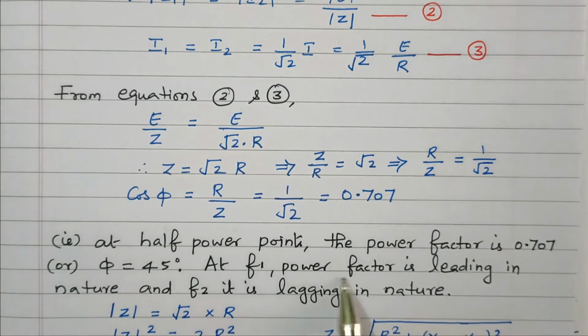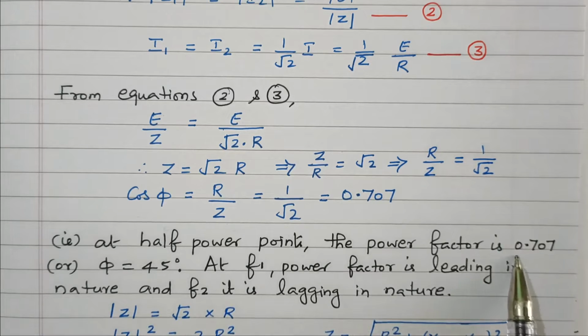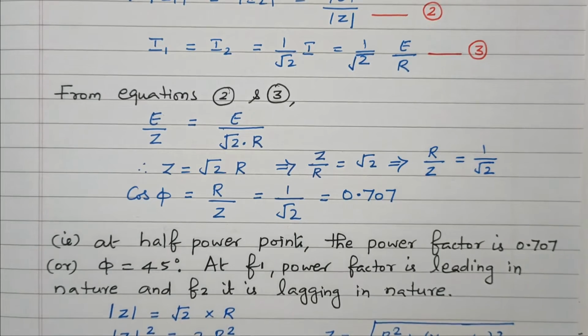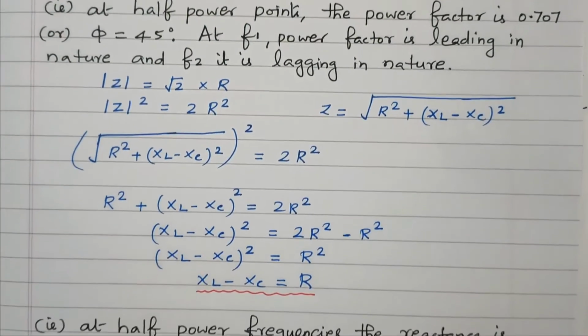At F1 the power factor is leading in nature, and at F2 the power factor is lagging in nature. So the power factor is about 0.707, angle 45 degrees. At F1 it is leading and at F2 it is lagging, right? Now we'll go for further analysis.